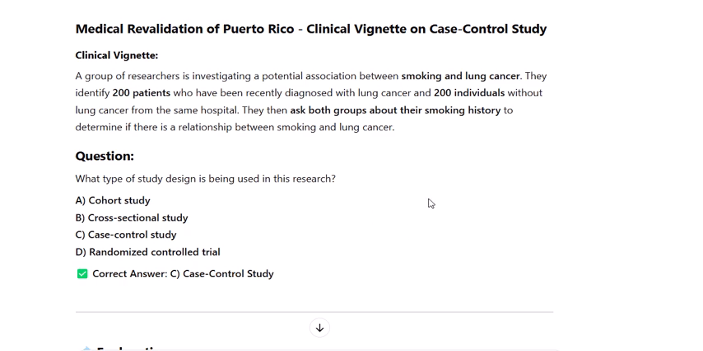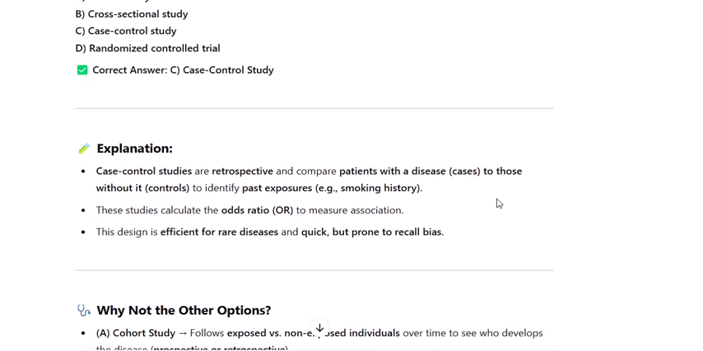Case control study. Explanation: case control studies are retrospective and compare patients with a disease, cases, to those without it, controls, to identify past exposures, e.g., smoking history. These studies calculate the odds ratio to measure association. This design is efficient for rare diseases and quick but prone to recall bias.